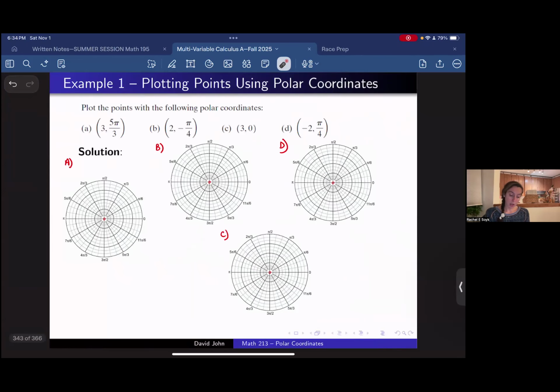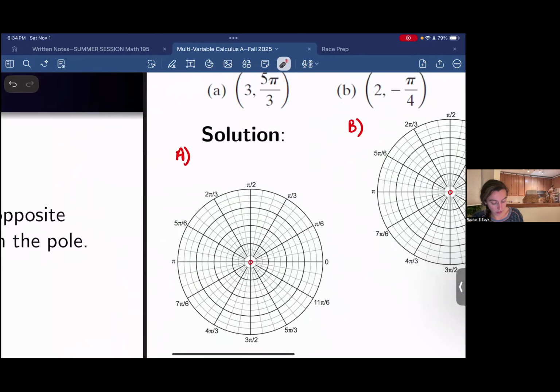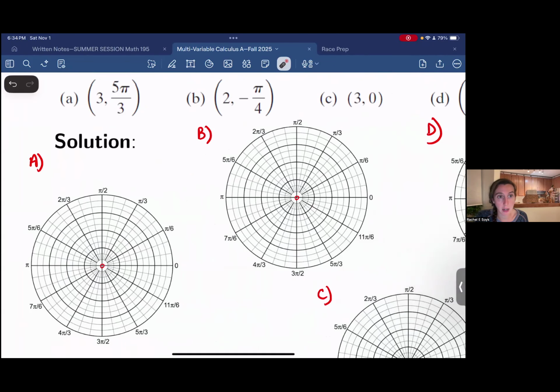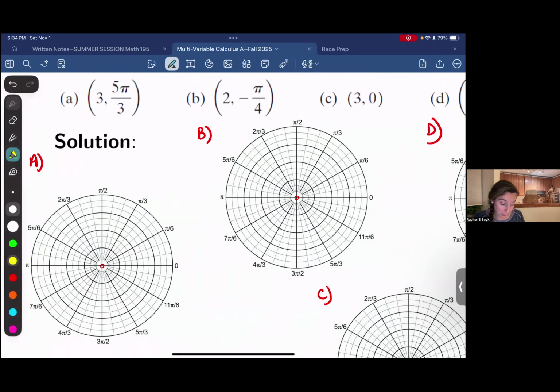Okay, so example 1, we have 4 different parts to this. We're being asked to plot the points with the following polar coordinates. And I put in these graphs to just help us out a little bit. And so let's maybe zoom in so you could see it a bit more clearly as we tackle part A. And again, when we're looking at polar coordinates, our coordinate is in the form r, comma, theta.